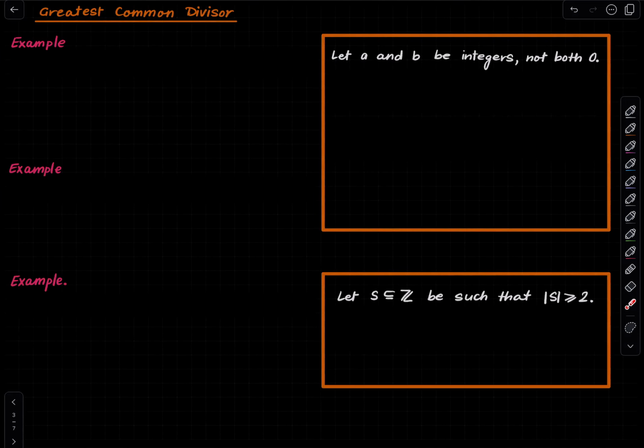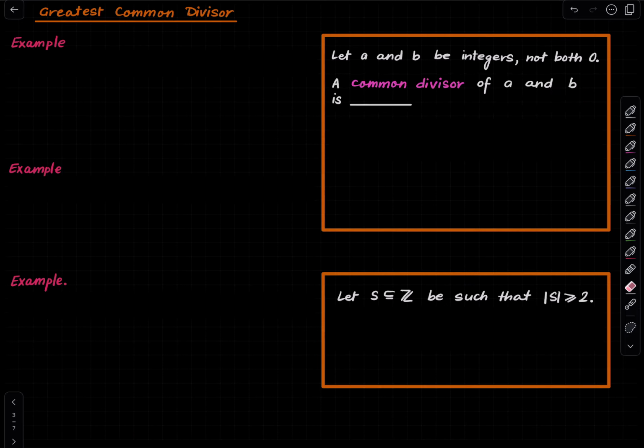So what is the definition of the greatest common divisor? It is in the name. Suppose we have two integers, not both of them 0. If both of them are 0, then no interesting discussion can be done. So assume two integers are given, not both of which are 0.